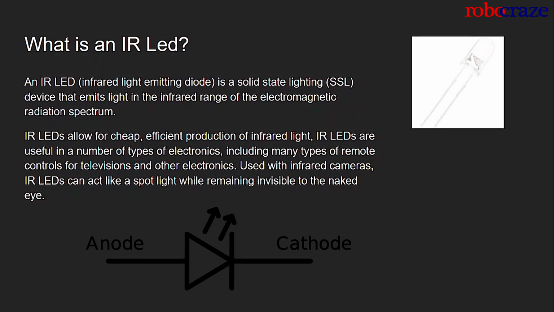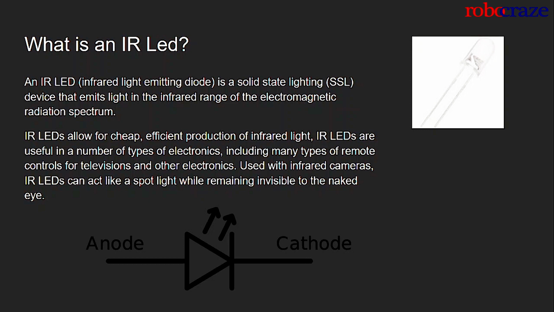Let's move on and see what an IR LED is. An IR LED is similarly a solid state lighting device that is able to emit infrared radiation. These are very cheap and very efficient at producing IR rays. They can typically be found in remote controls for televisions and electronics, and also in infrared cameras. At the very bottom, you can see the symbol for an LED, and at the top, we have a small picture of an IR LED.